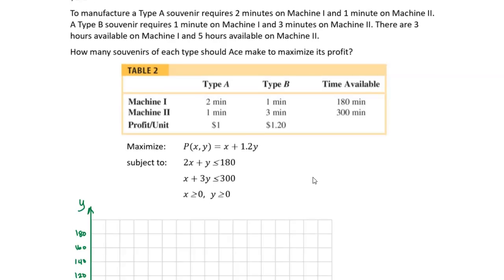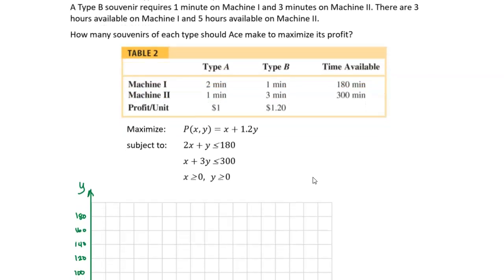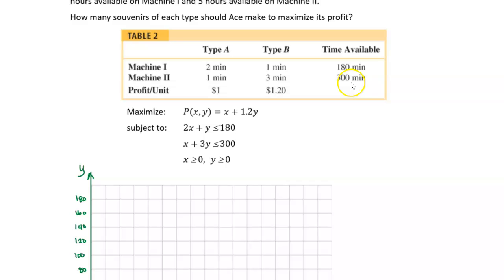All right, so we formulated this linear programming problem in the last section. What I've done here is just put the linear programming problem. So we're trying to maximize profit, which is basically 1x, because there's a dollar per unit profit for type A, plus $1.20 times the number of type B souvenirs. And then we had these constraint equations because the amount of time we have available on the machines is limited.